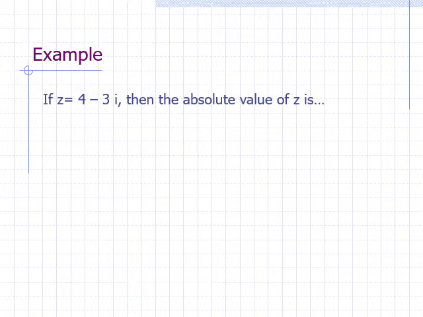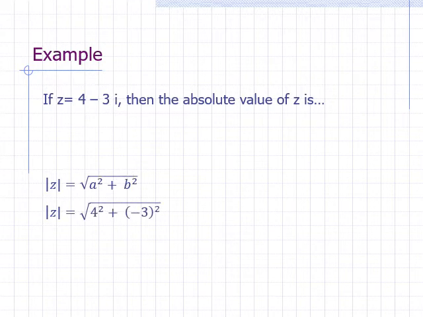If z is equal to 4 minus 3i, what is the absolute value of z? The absolute value is equal to the square root of a squared plus b squared. The real part a is 4. The imaginary part b is negative 3. So the absolute value of z is equal to the square root of 4 squared plus negative 3 squared. The absolute value is 5.